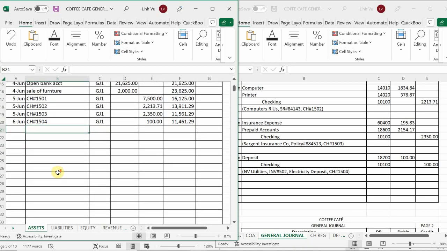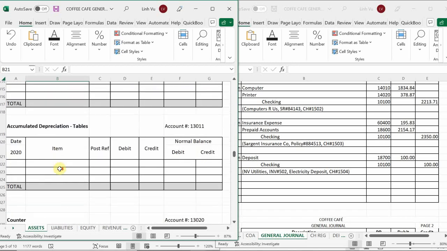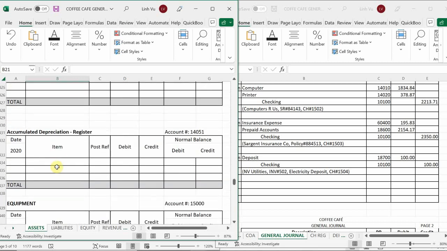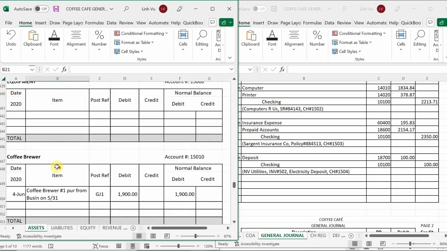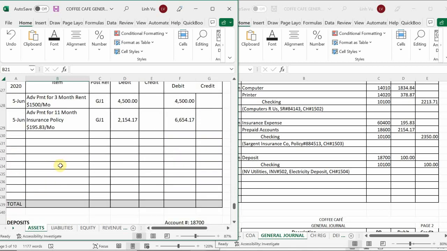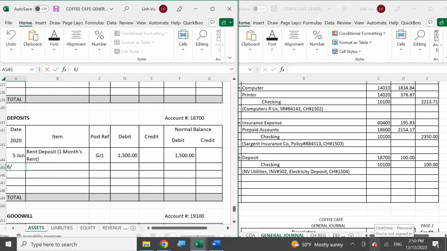Okay. And then, of course, I'm going to go all the way down to my deposits, which should be towards the end of your assets list because it's an intangible asset. Can you touch an electricity deposit? No. So it's an intangible asset, so it's going to be at the very bottom of your list. Okay, here you go. Deposits. It is up to you if you want to put in that you wrote your check number here. In this case, I'm just going to write NV Utilities since it came from them. Electricity deposit.